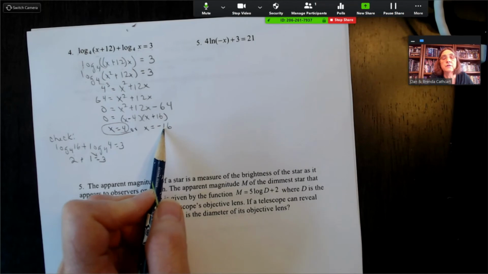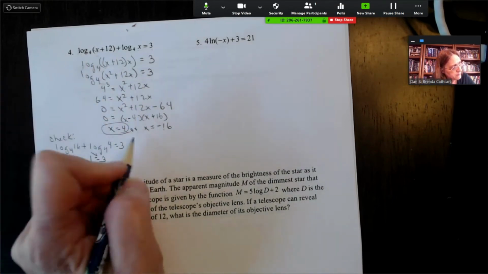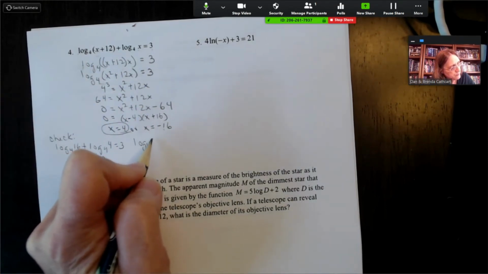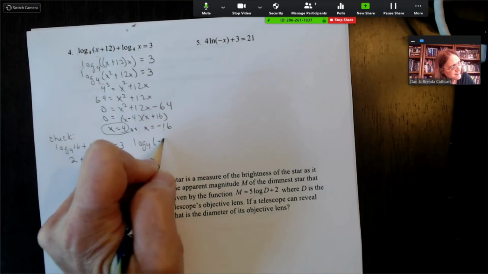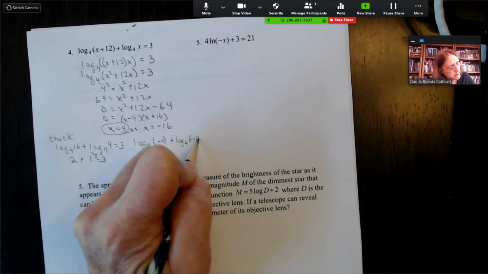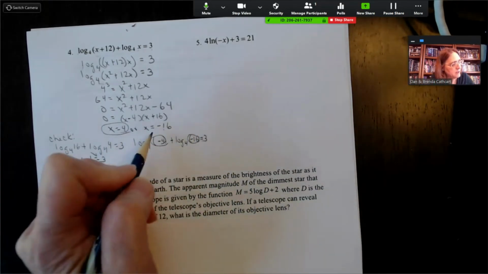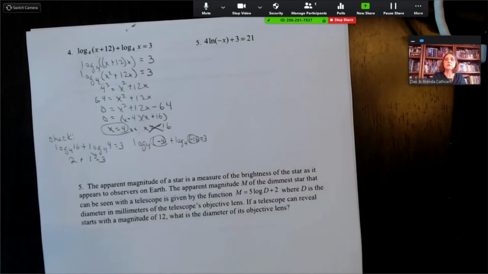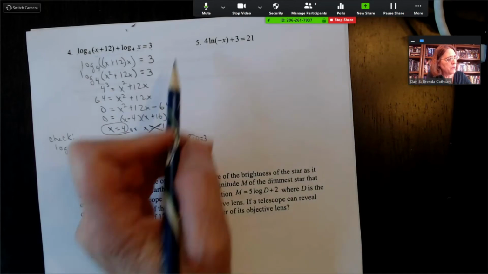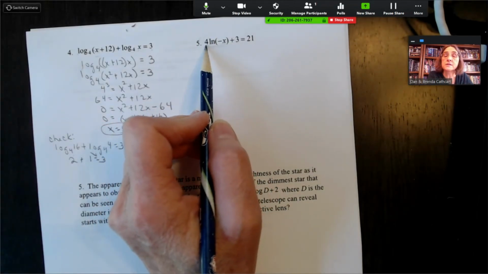Now let's try negative 16. You may be seeing that there's going to be a problem right at the very beginning. When I put negative 16, I end up with log base 4 of negative 4 plus log base 4 of negative 16 equals 3. Can't happen. We can't have a log of a negative, so this one is an extraneous solution. It does not check.